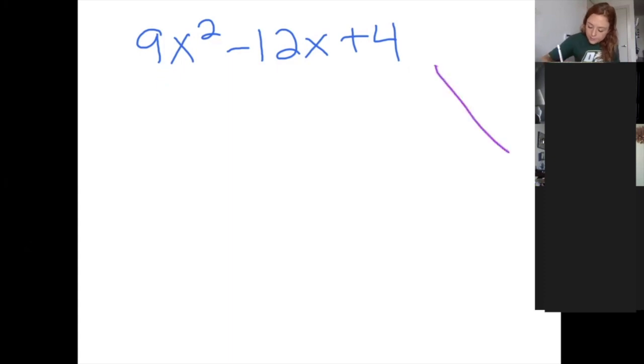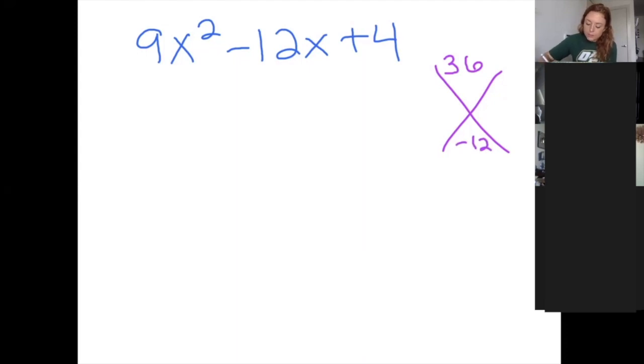So x method, I need to do what first? Multiply A and C. So 9 times 4, what is that? 36. And that's a positive 4, so it's positive 36. And then in the bottom of my x, what goes there? Negative 12, the b.